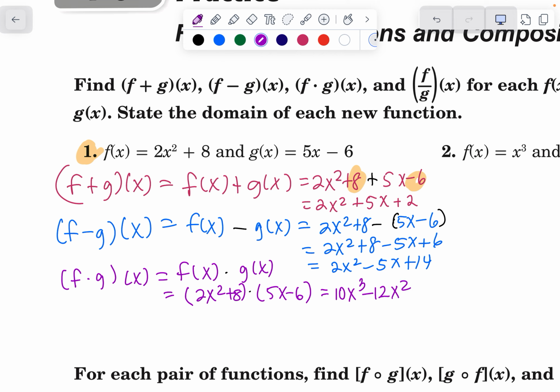Remember, when you're multiplying x's, you add the exponents. And then we're going to distribute the 8 to both of those. When we distribute the 8 to both of those, we get 40x minus 48. Now, it just so happens that those ones have no like terms, so you stop there. It's just a big old list.